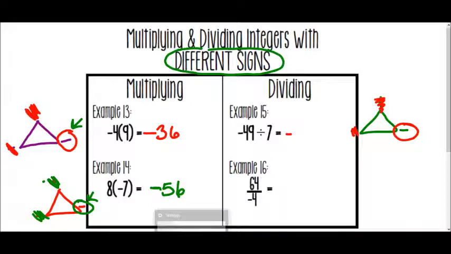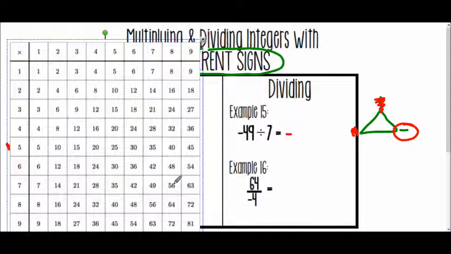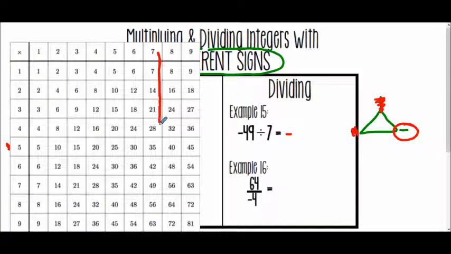So if I take my multiplication table, what column am I going to search? I'm going to search the 7 column. And what am I looking for? I'm looking for 49. So what is my answer to 49 divided by 7? It's 7. So my final answer to negative 49 divided by 7 is negative 7. Try the last one on your own.